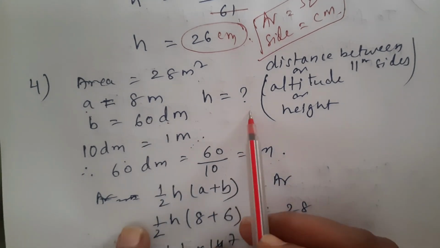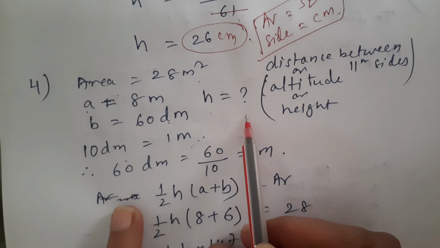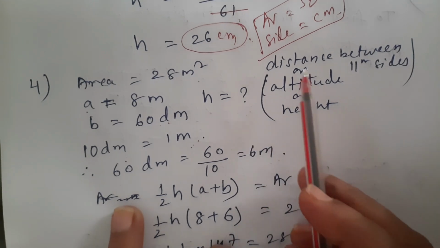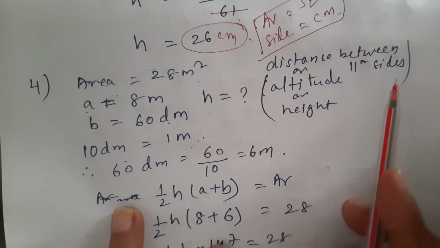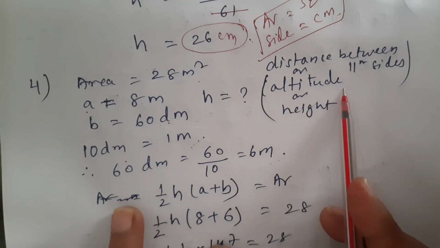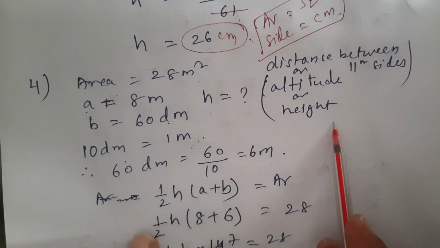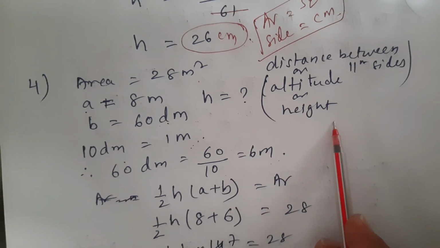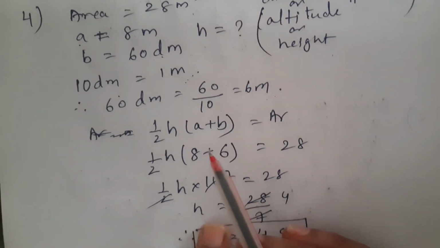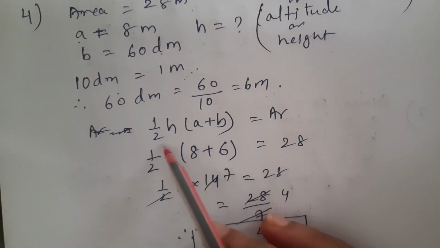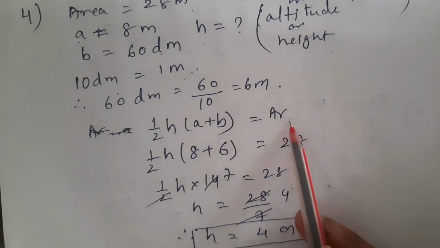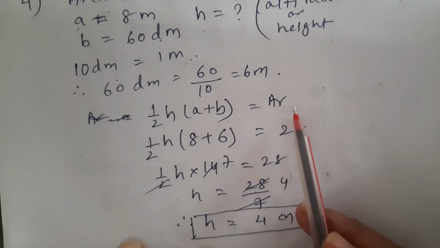Now here height we need to find. In a question they can ask it in a different way. They can ask, find the distance between two parallel sides, or they can ask, find the altitude, or they can ask for height. For all three cases, h is the question mark. Let's start with the formula. Area of trapezium is half h, a plus b. As I told, take area towards right. So this we have taken towards right.